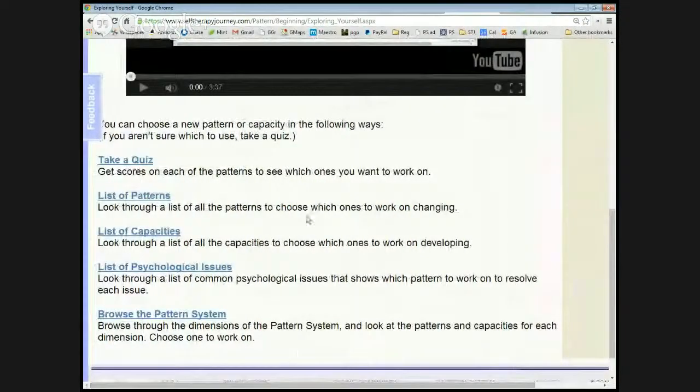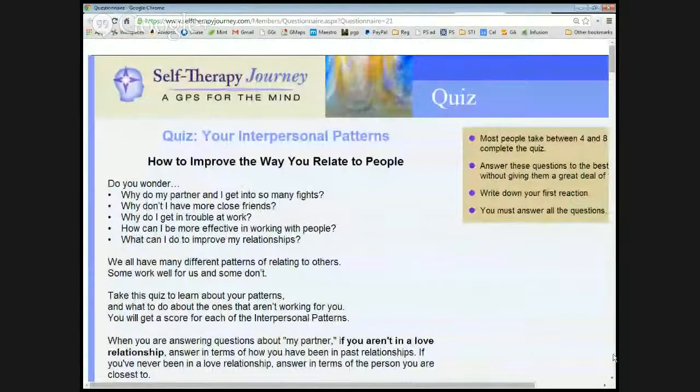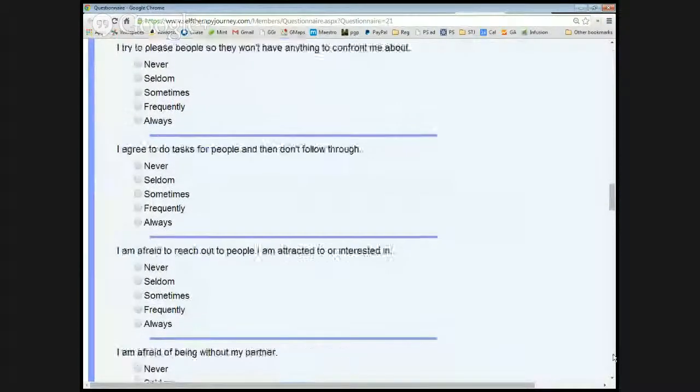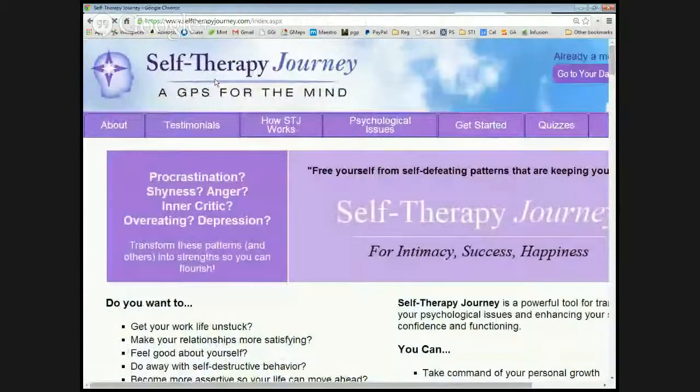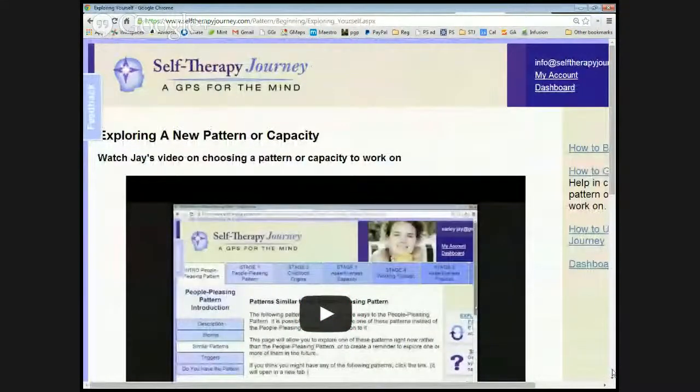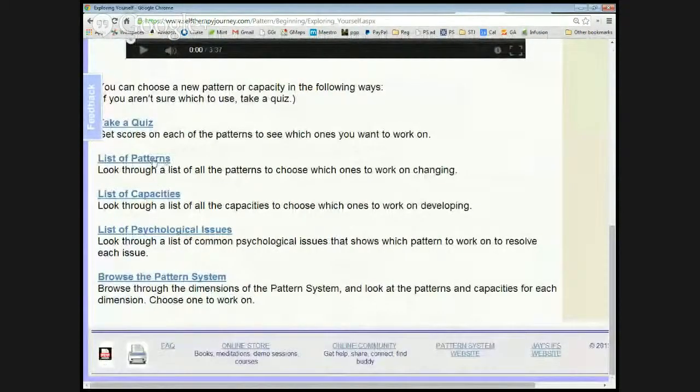So there are 5 possibilities. One, you can take a quiz. There are 2 main quizzes, the interpersonal quiz and the non-interpersonal quiz. You can click on one of those, and you'll get a bunch of questions, and once you've answered all of them, you'll get scores on the different patterns, and you can click on one of those. So a quiz is one way.